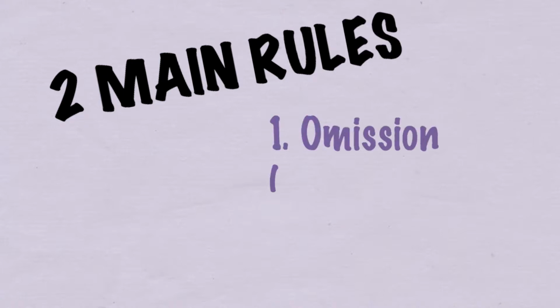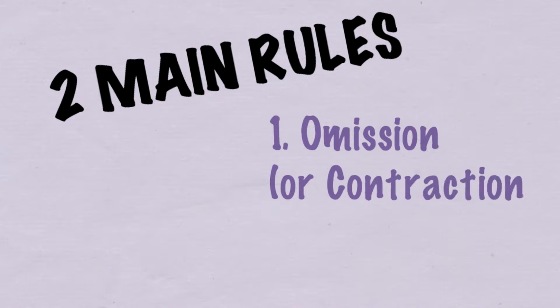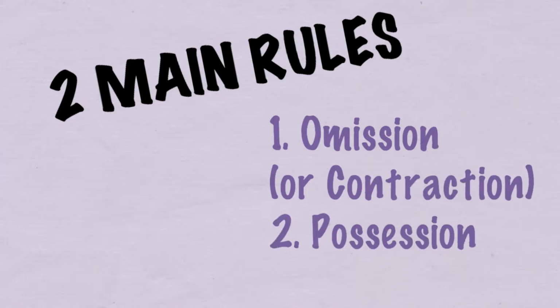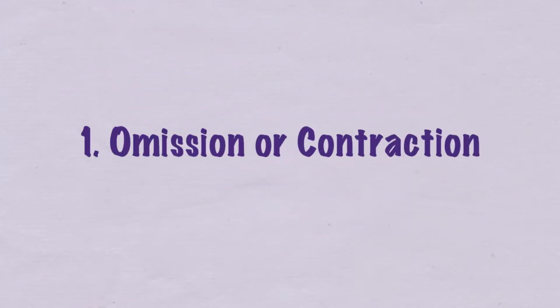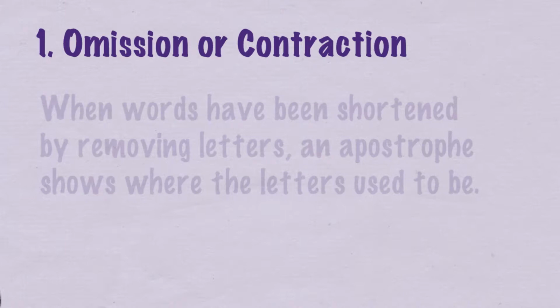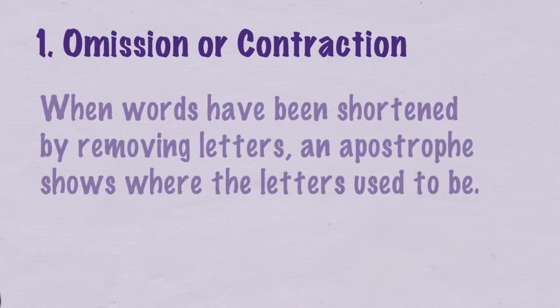There are two main rules for how you use apostrophes. They are omission, or you might have heard it described as contraction, and possession, when somebody owns something. So let's start with omission. When words have been shortened by removing letters, an apostrophe shows where the letters used to be.